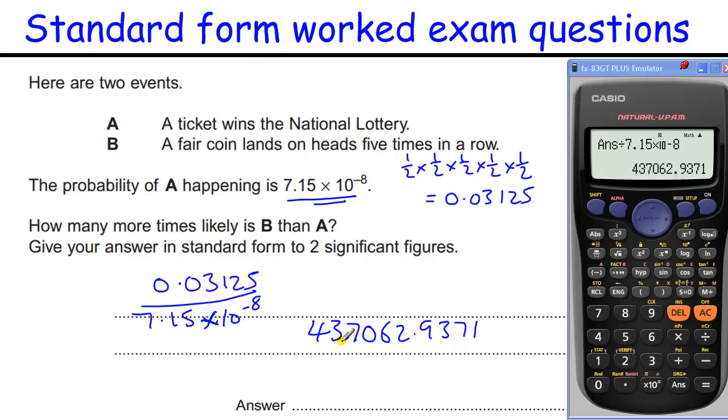437062.9371. Putting that back into standard form to two significant figures, we're going to be looking at these two digits here, and that's going to round to 44. It's going to be 4.4 times 10 to the 5.